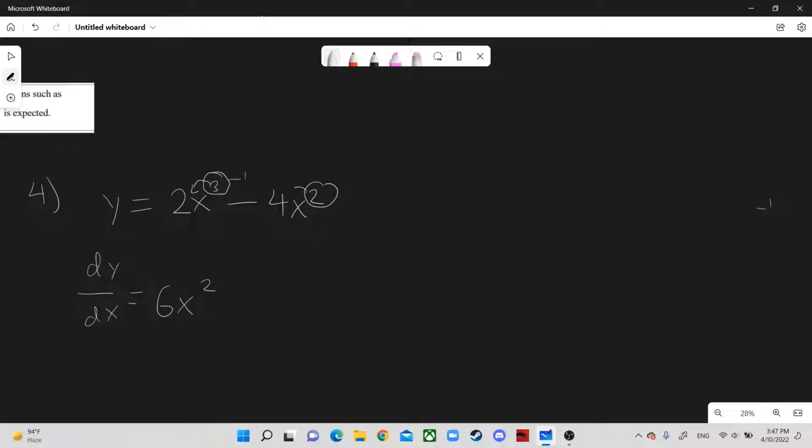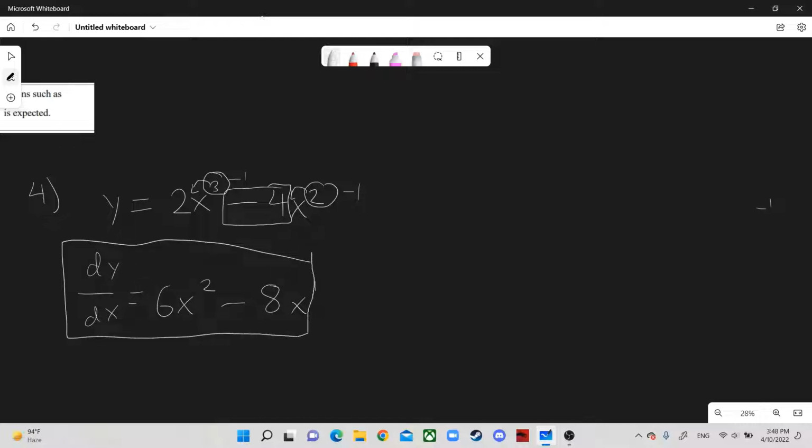And then do the same thing here. Bring 2 to the front. We already have a 4. Actually, we have a minus 4 because we also have the minus here, don't forget. So minus 4 times 2, that's minus 8x, and then minus 1 from the power. 2 minus 1 is 1. Okay. So you just get 8x here. So that's it. So if you have add or minus between two terms or more terms, then you just do each term separately. So we just did this term first, and then we did this term later. Just put the sign in there.